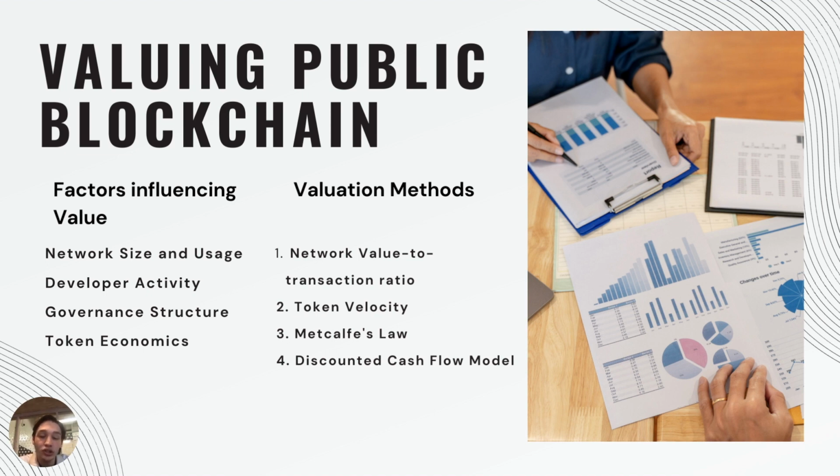The second valuation method is the token velocity. This is very important because it incorporates the liquidity of the blockchain. It is determined by taking the total transaction value and dividing it by the average network value. A higher token velocity implies more widespread usage of the blockchain, therefore making it more liquid and subsequently more valuable.